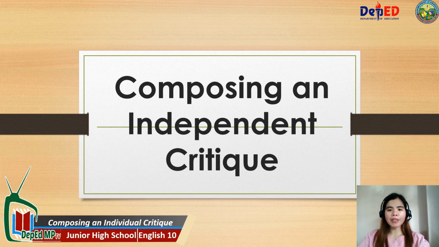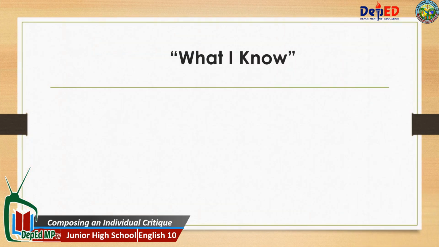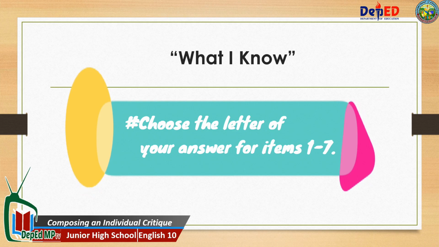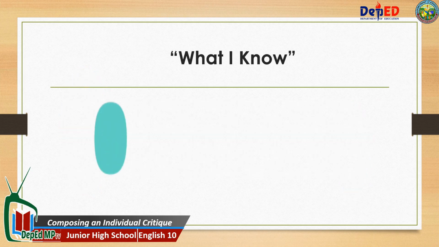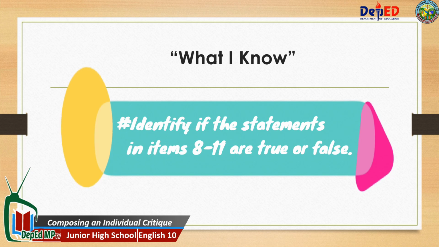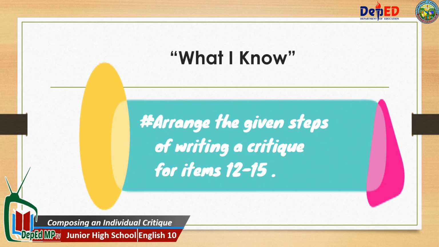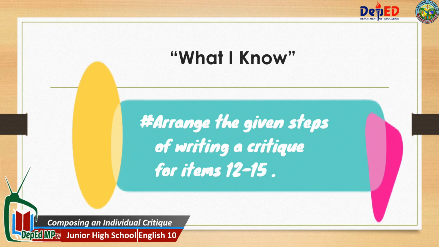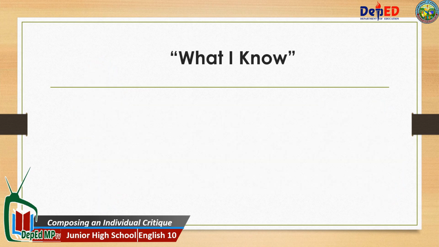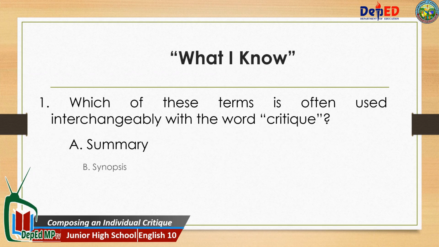However, let's first find out what you know about this particular adventure. On pages 2 and 3 of your module, there are questions that you have to answer. We'll do the first item together. The instructions are for you to choose the letter of your answer for items 1 to 7, to identify if the statements in items 8 to 11 are true or false, and to arrange the given steps of writing a critique for items 12 to 15. Write your answers in your answer sheet. Let's have the first one.